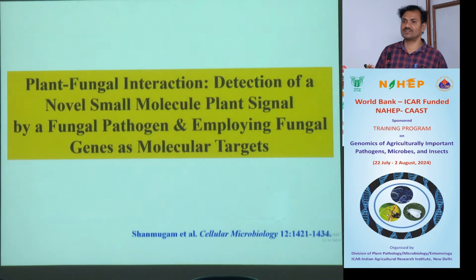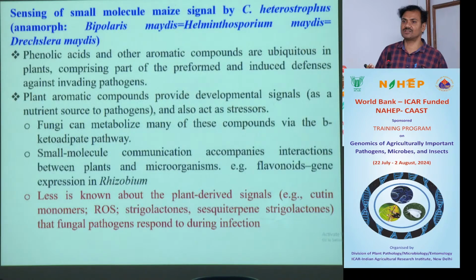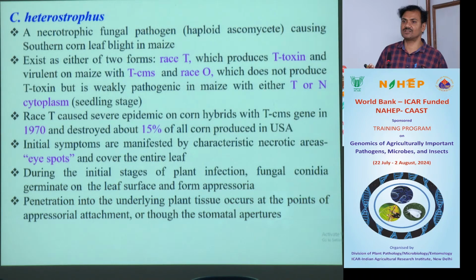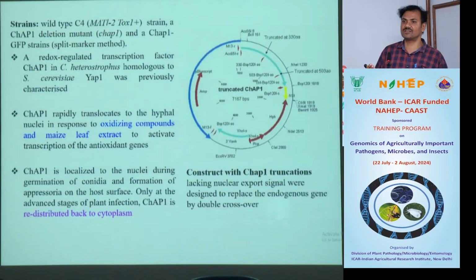One more work which I would like to highlight, very briefly, is southern corn blight in maize. There are two pathogen races. One is race T, which is able to produce T toxin. The T toxin is highly virulent on maize lines having TMS, that is, cytoplasmic male sterility. The other race is race O, which does not produce toxin, and it is pathogenic on both T and N.